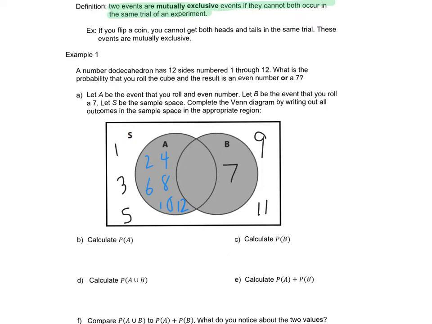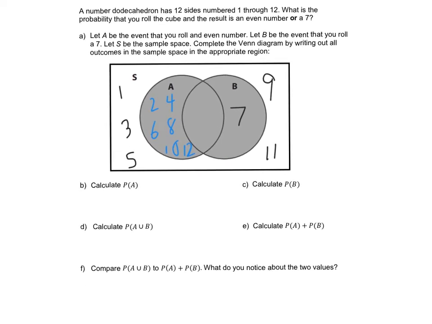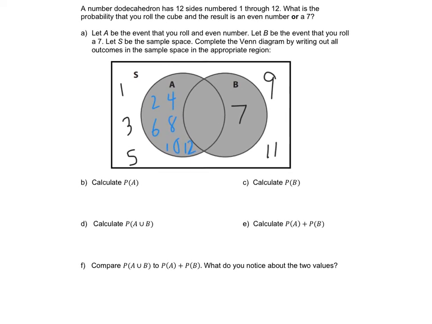Let's look at some of these probabilities here using our Venn diagram. It says calculate the probability of A. Well, how many elements are in A? I see 1, 2, 3, 4, 5, 6 elements in A out of a total of 12 elements. So I would say 6 over 12, which is equal to 1/2. What about letter C? Calculate the probability of B. Well, there's simply one element in B, so it would be 1 out of 12.